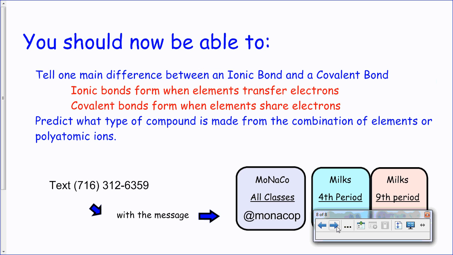All right. So at this point, you should be able to tell me the main differences between ionic and covalent bonds. Simply put, ionic bonds form when elements transfer electrons and get locked in place. And covalent bonds form when elements share electrons and therefore get locked in place. You should be able to predict what type of compound is made from the combination of elements or polyatomic ions now, like a metal plus a nonmetal makes an ionic compound, etc.